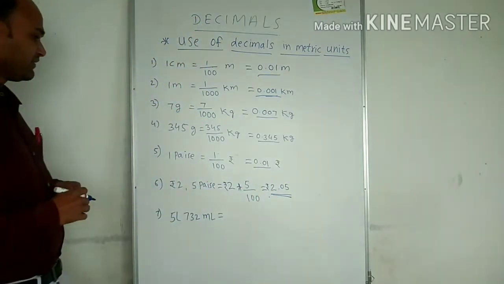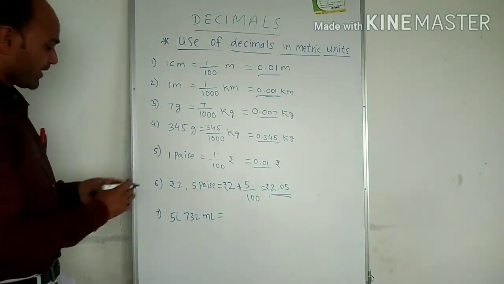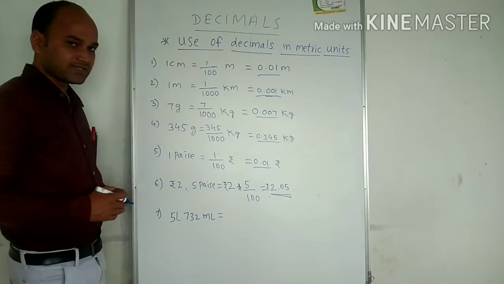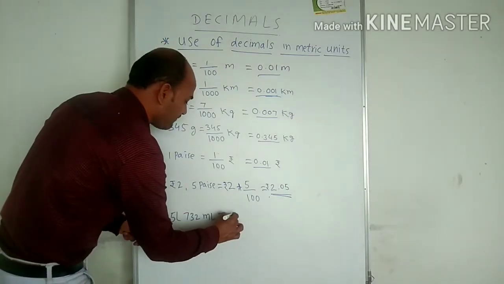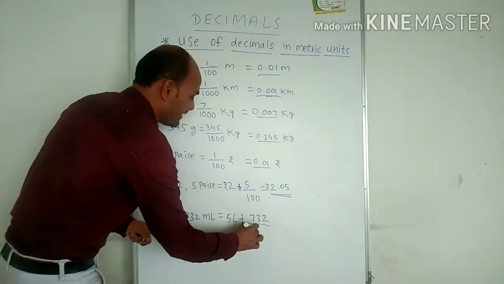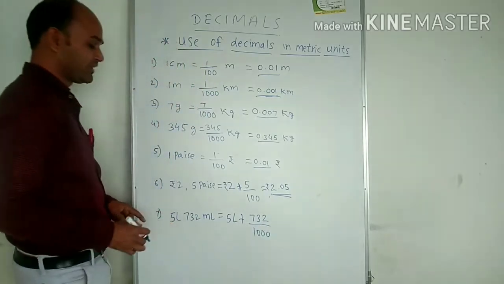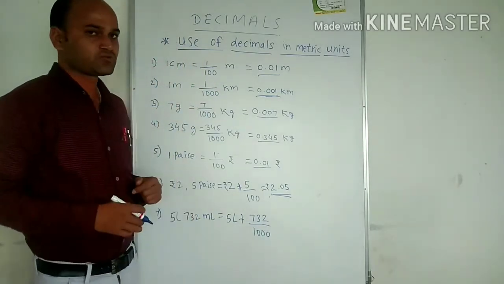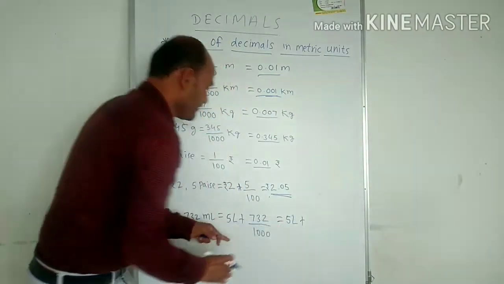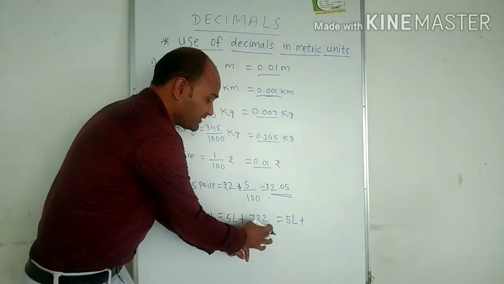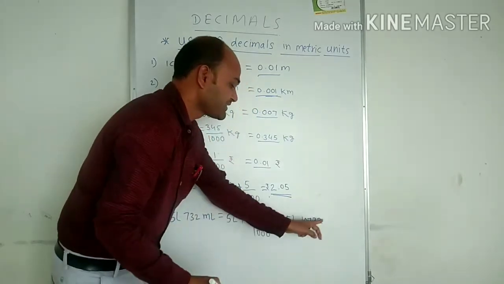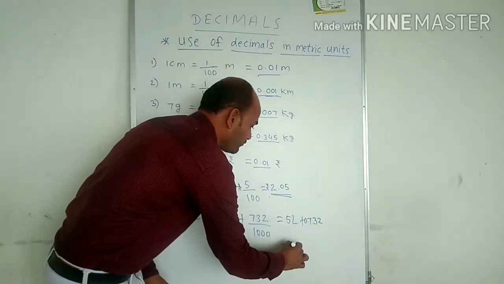Next one: 5 liters 732 milliliters. We can write 5 liters as it is, then a plus sign, 732 divided by 1000. Why divide by 1000? Because 1 liter becomes 1000 milliliters. So 5 liters plus 7, after how many digits do we put the point? 3 digits: 1 digit, 2 digits, 3 digits, put the point. 0.732. So what will we get?